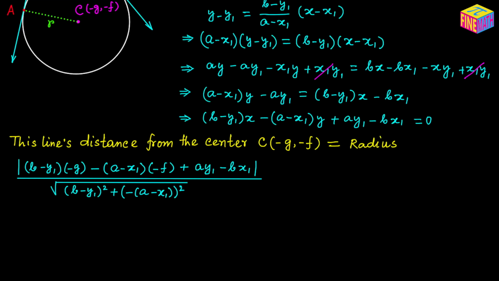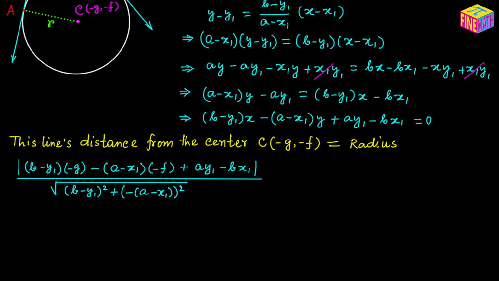I have already created a separate video on this topic. I have shared the link in the description. Feel free to watch that video. All I am doing here is simply using that formula to find the distance of the line that we just derived from the center, whose coordinates are negative g comma negative f.